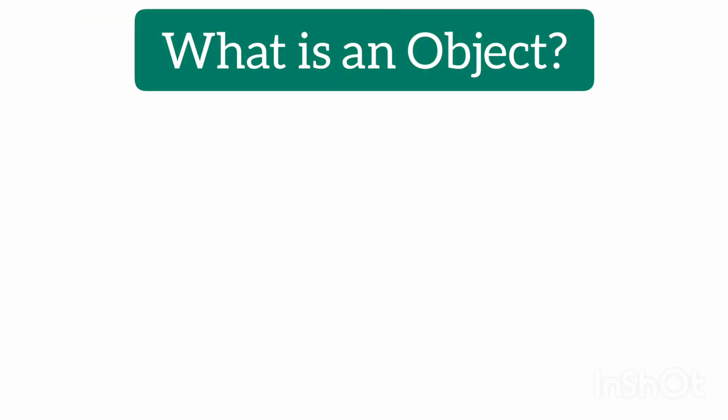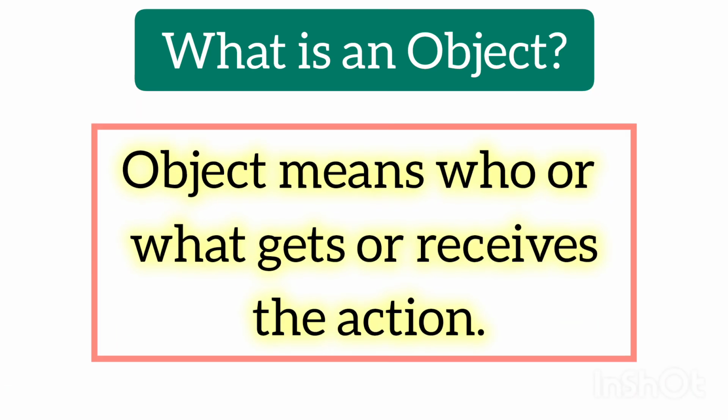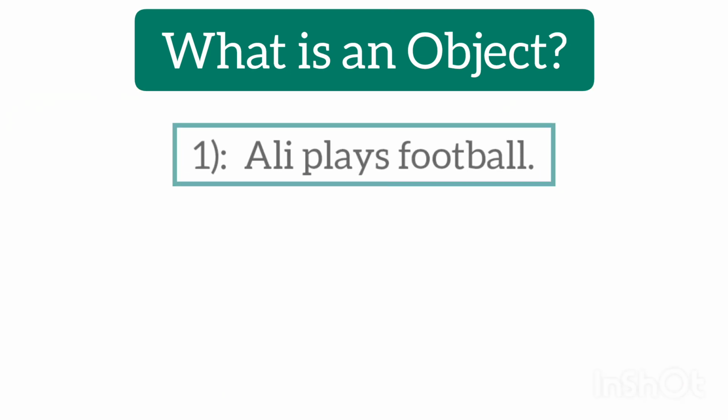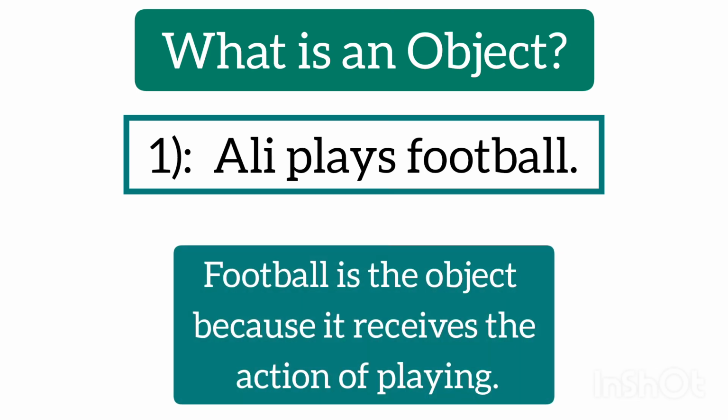Now let us learn what is an object. The object is the person or thing that receives the action. In simple words, we can say that object means who or what gets or receives the action. Look at these examples. Ali plays football. Here, football is the object because it receives the action of playing.